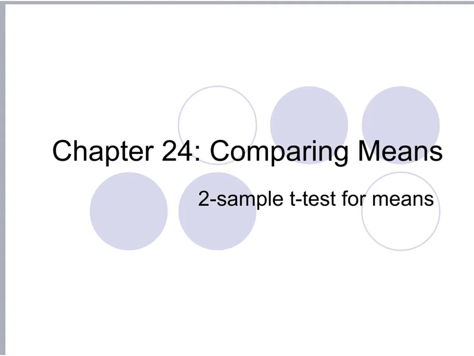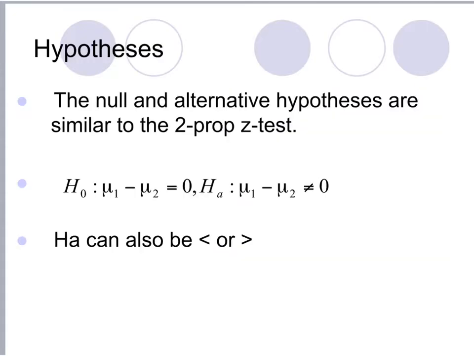Chapter 24, comparing means. We're looking at a two-sample t-test for means, and it's a difference of means. So we're finding two means of independent populations, and we want to know if the difference is significant. So the hypotheses are very similar to the hypotheses of our two-prob z-test.